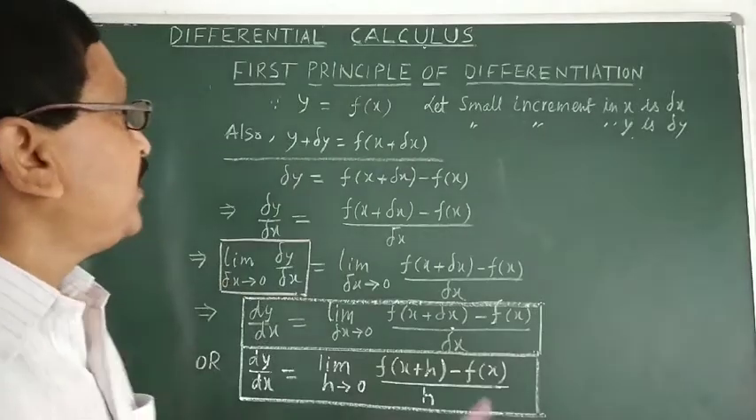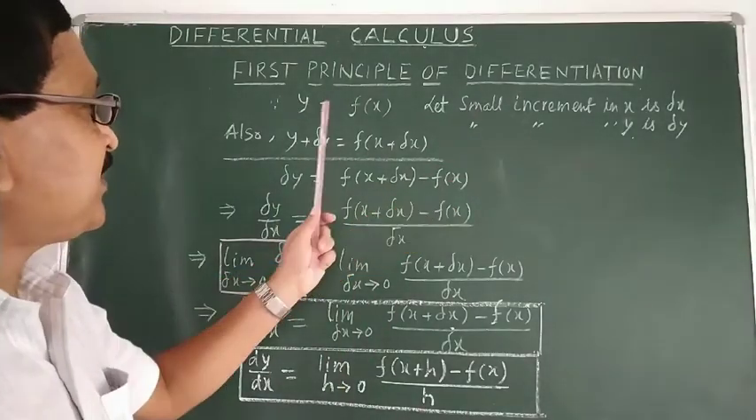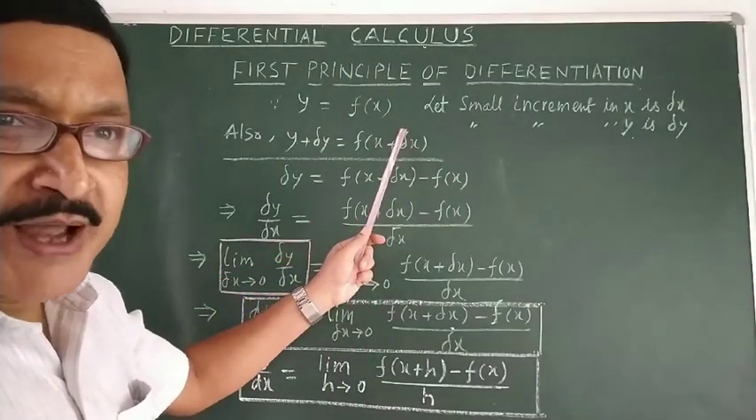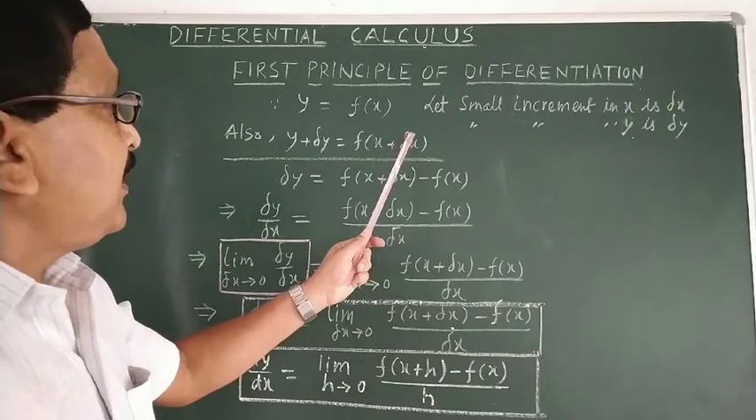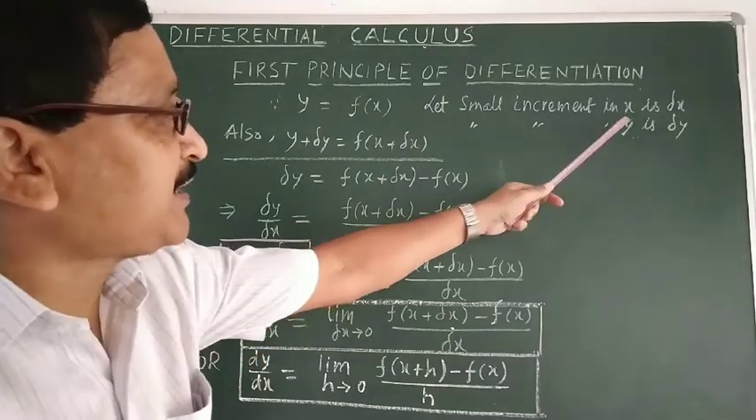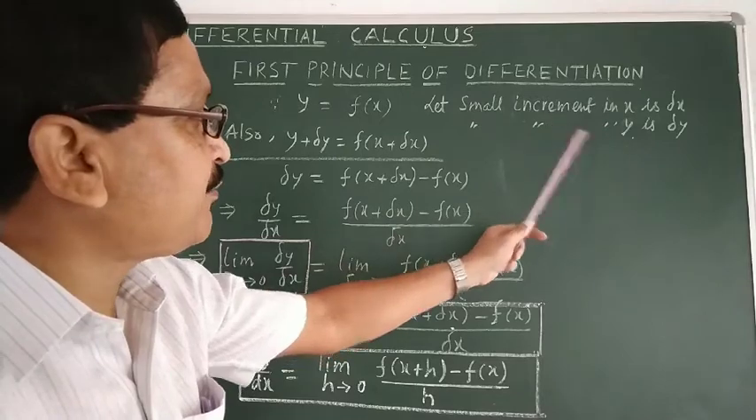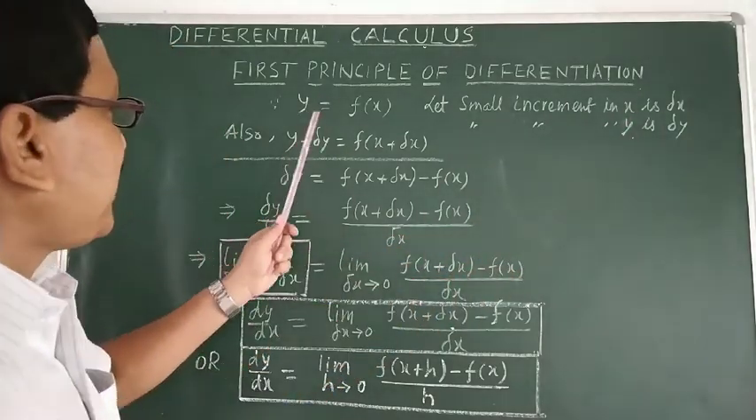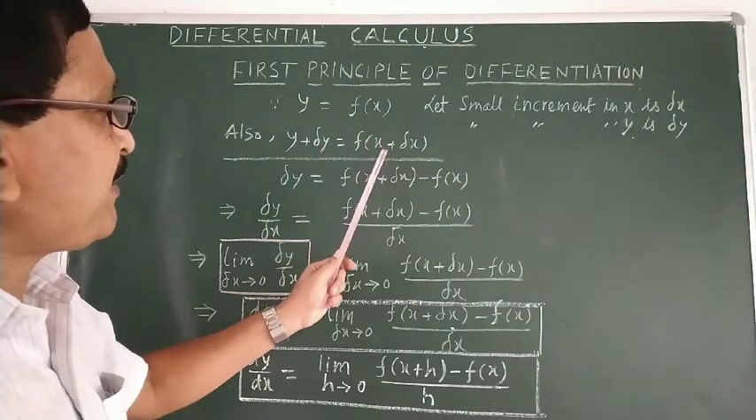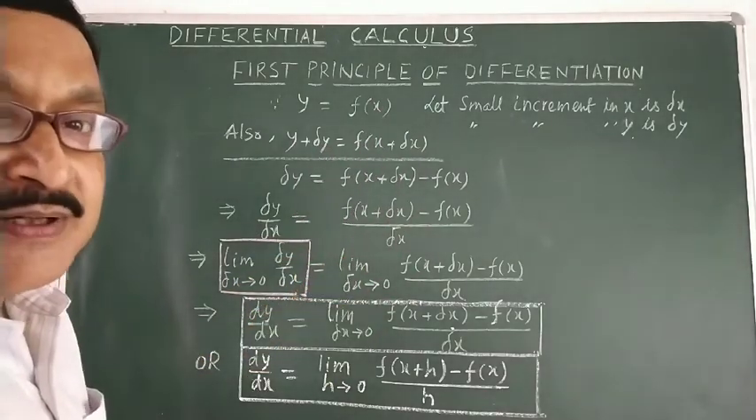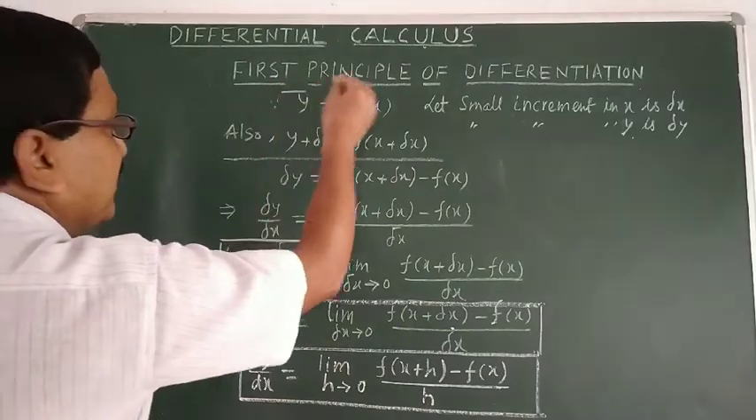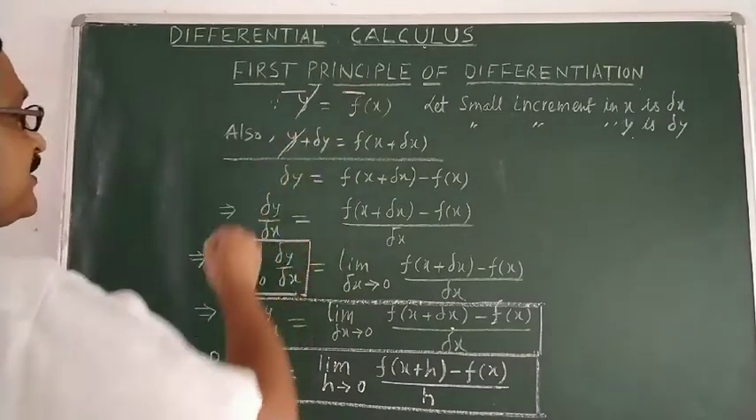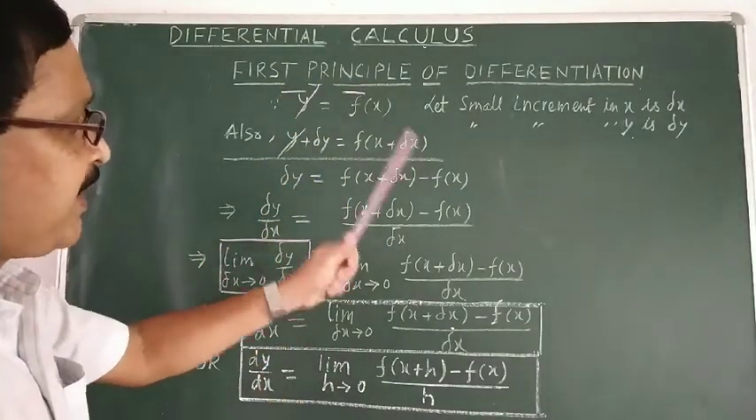Just see. The first principle of differentiation: let y be a function of x, y is equal to f(x). Let y be increased by delta y. Increment in y is delta y, increment in x is delta x. Then we can write y plus delta y is equal to f(x plus delta x). After that subtract this. y cancels, so delta y is equal to this minus this.